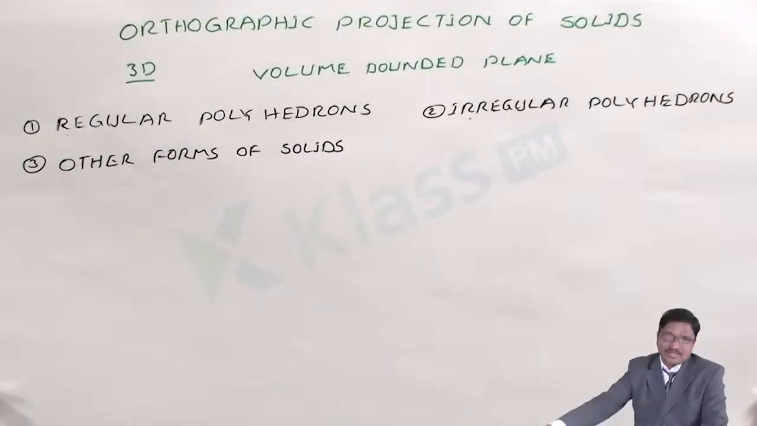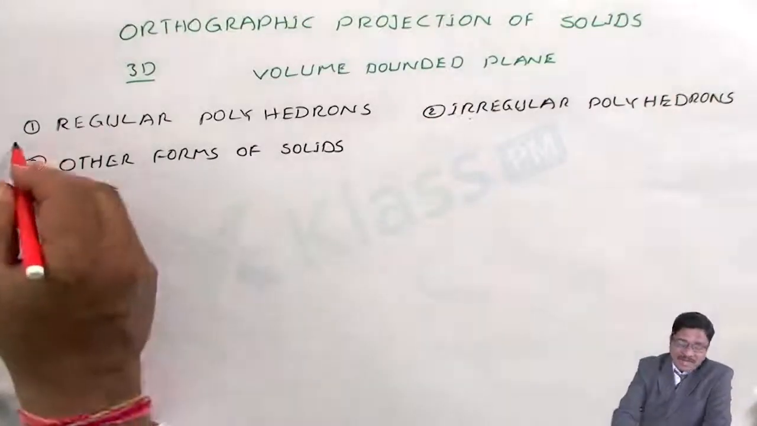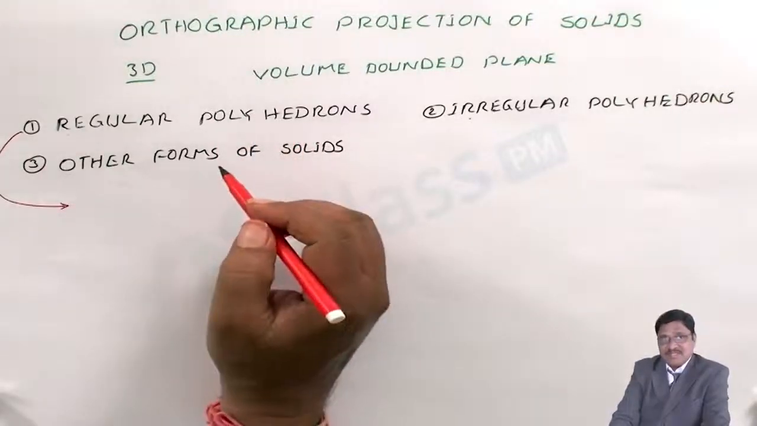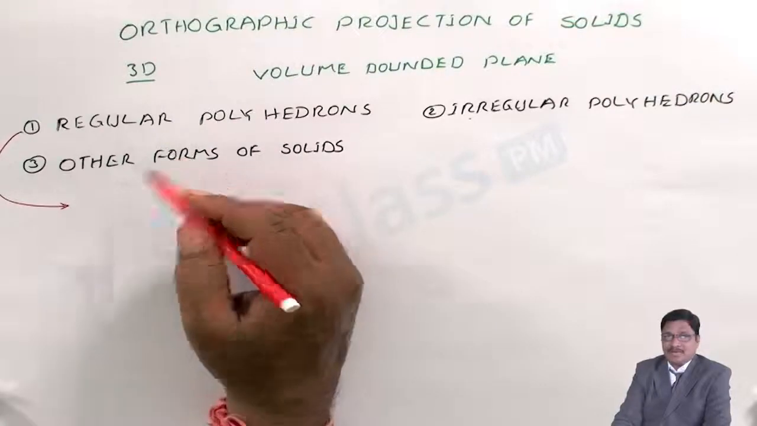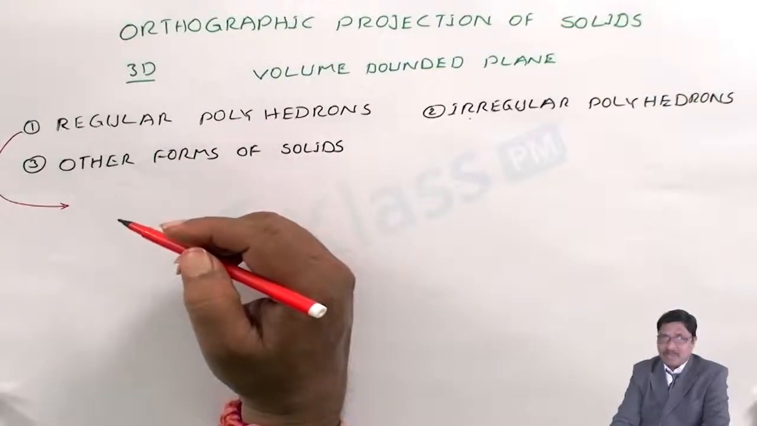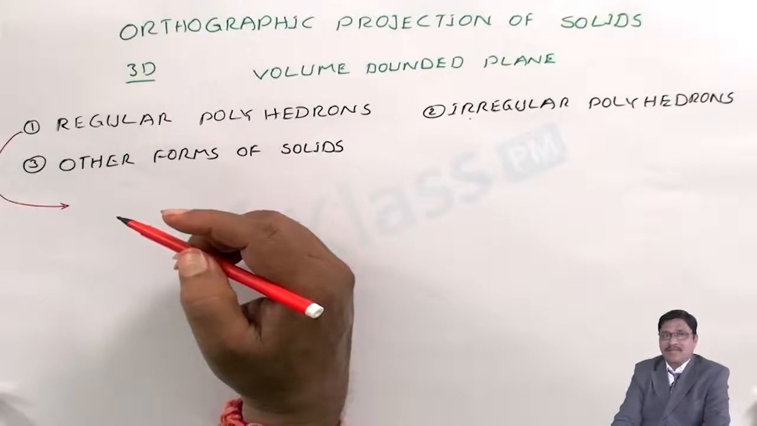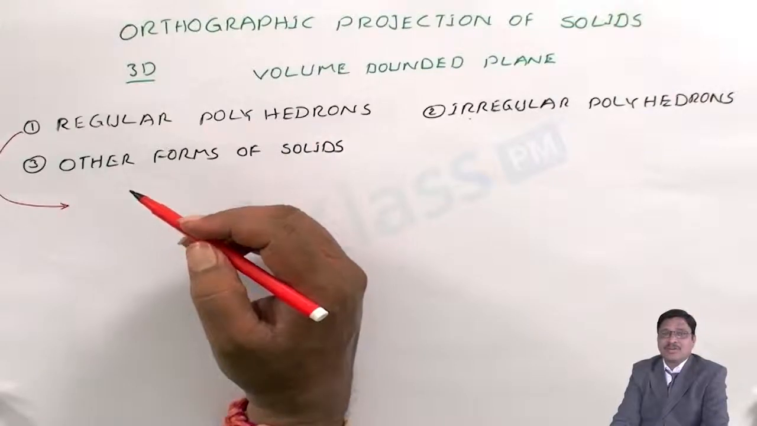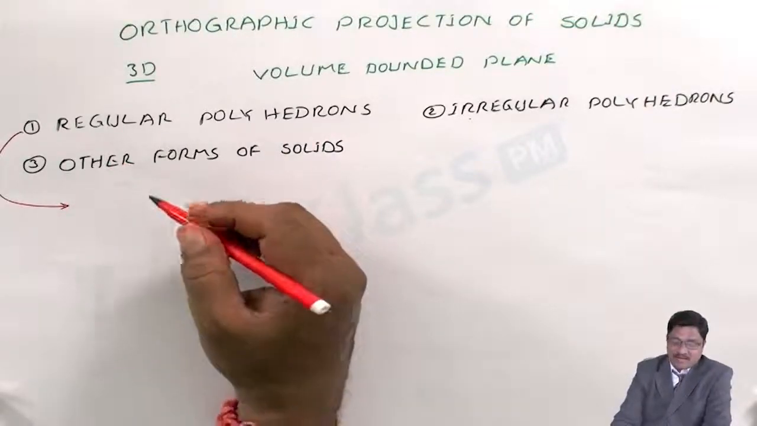Now let us take a common example in each case, after which we will discuss the solids one by one. Coming to regular polyhedrons, all the surfaces are the same shape. Just now I took a simple example, a cube. In a cube, every surface is a square, and every square is a regular plane. The volume bounded by all regular planes is said to be a regular polyhedron.